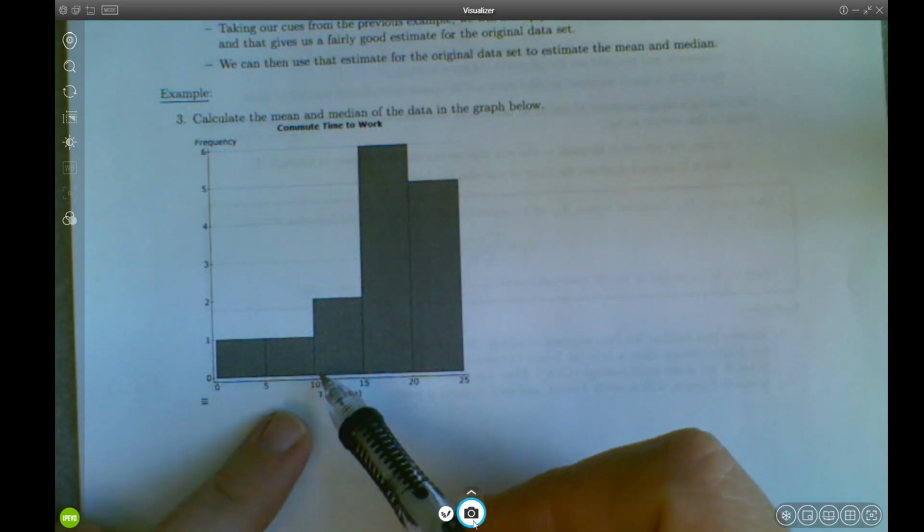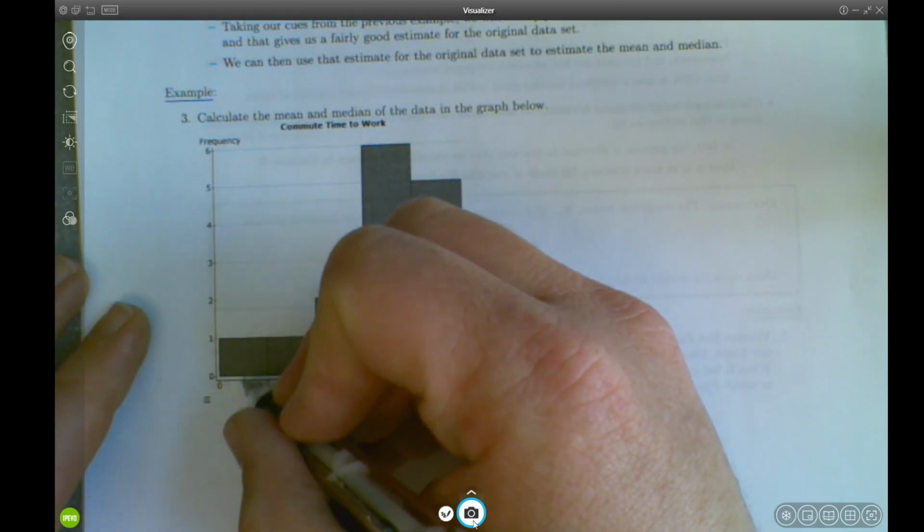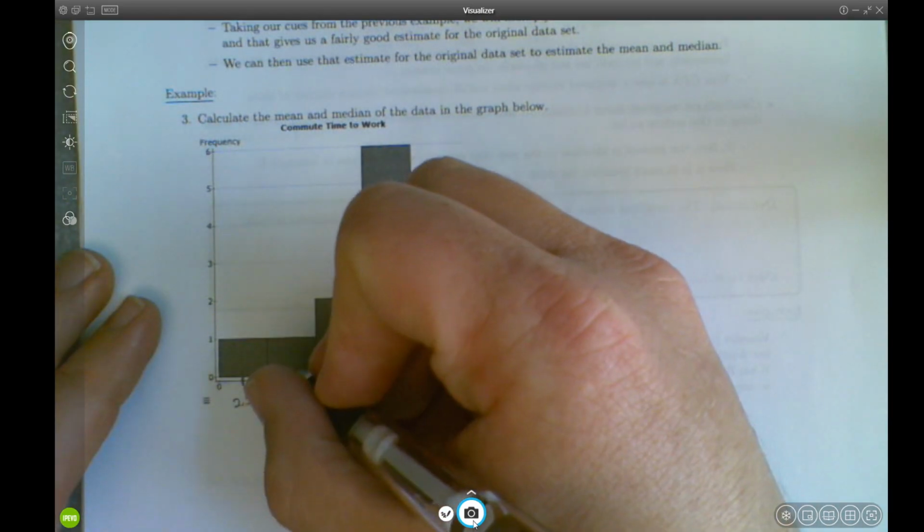Similarly, we know that there were 2 employees whose commute times were between 10 and 15 minutes, but we're not sure exactly what their commute times were, right? So what we're going to do in these cases is we'll just give our best estimate. And the best estimate would be the center of each of our classes. Since this first class proceeds from 0 to 5, the center of it would be 2.5, right? And the center of this class would be right smack dab between 5 and 10, which would be 7.5.